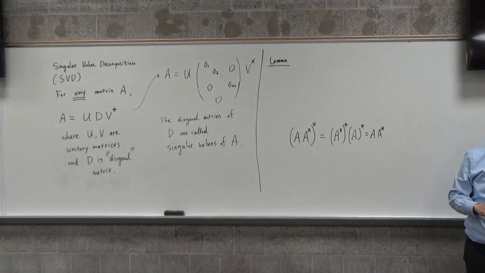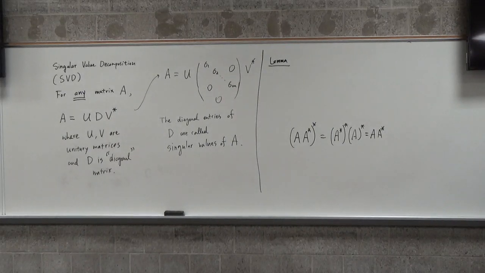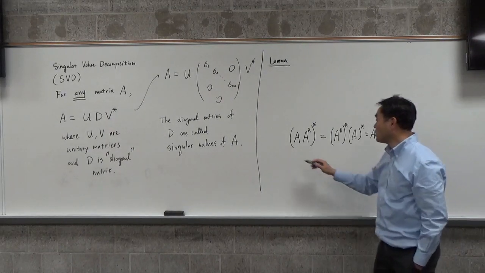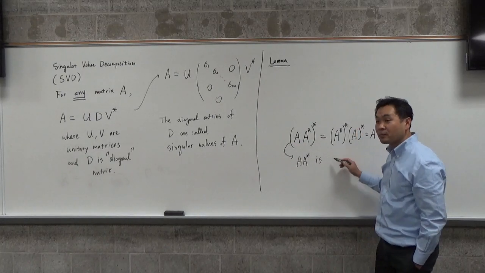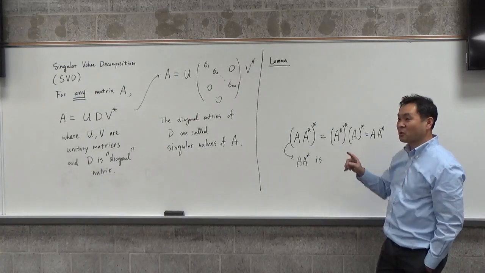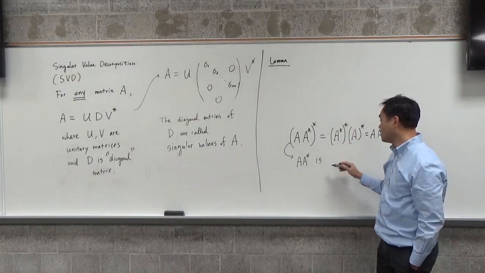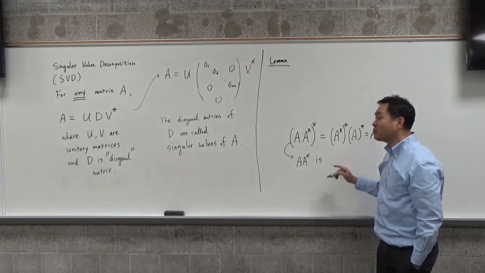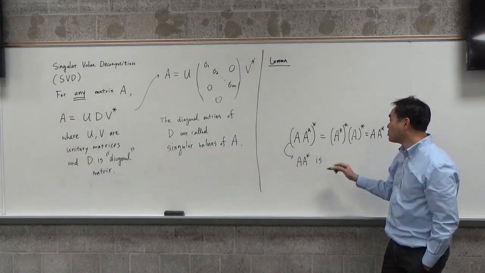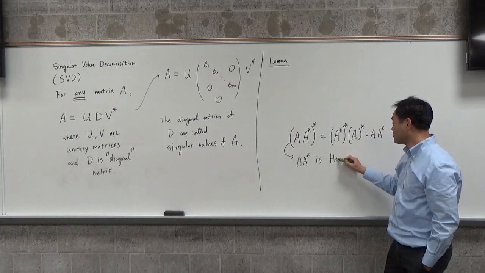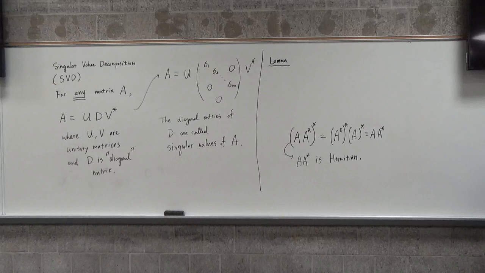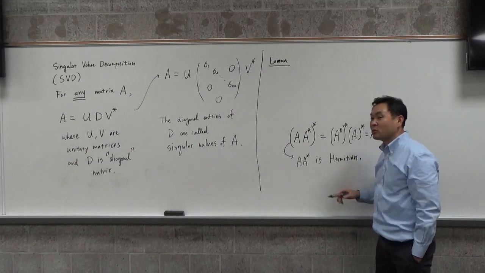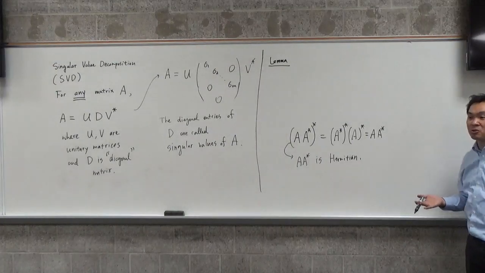Oh wait, what is that? That's itself, right? So what did we just show? That A A star is... no, not normal. That was when it commutes with its adjoint. This is self-adjoint, or Hermitian, or self-adjoint on the complex vector spaces. So we know that if you multiply A with A star, it's going to be Hermitian.